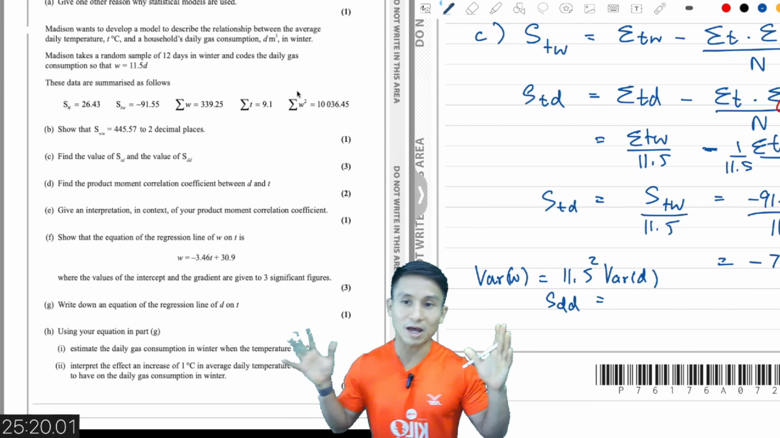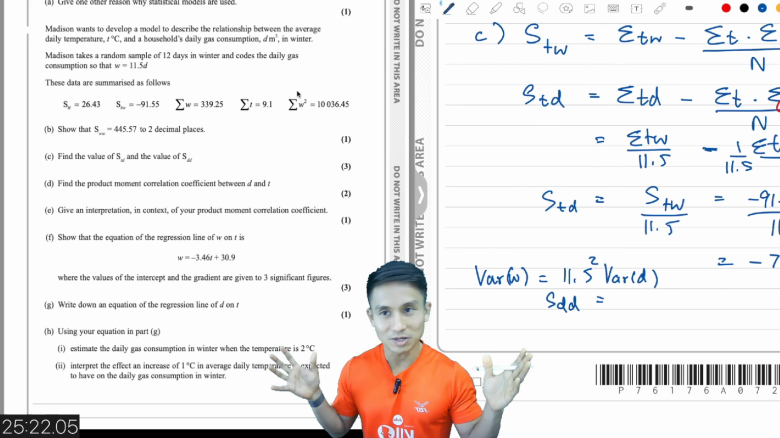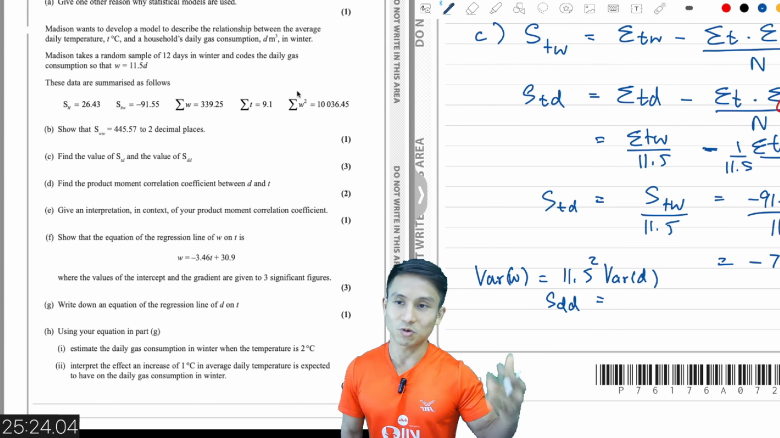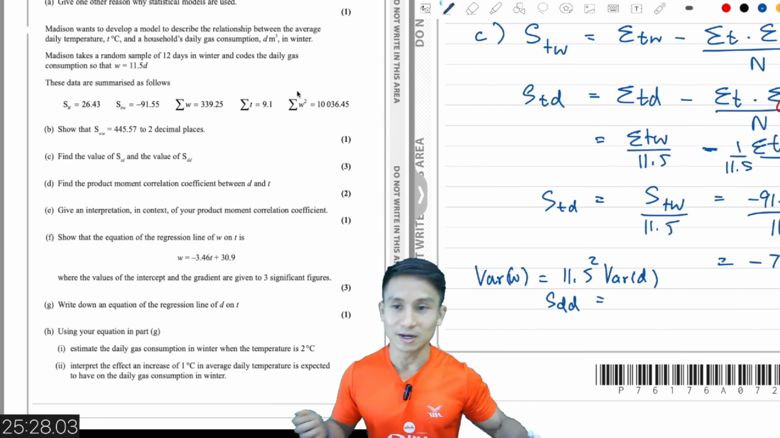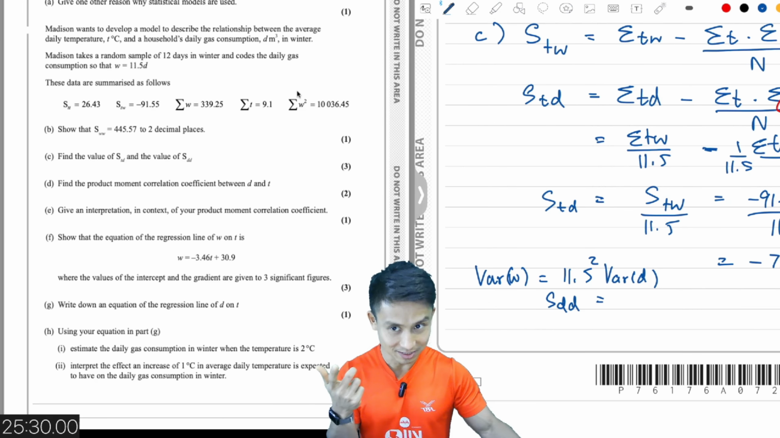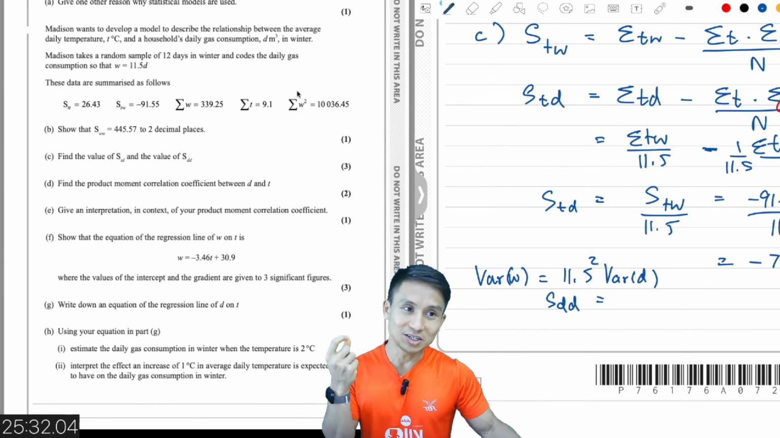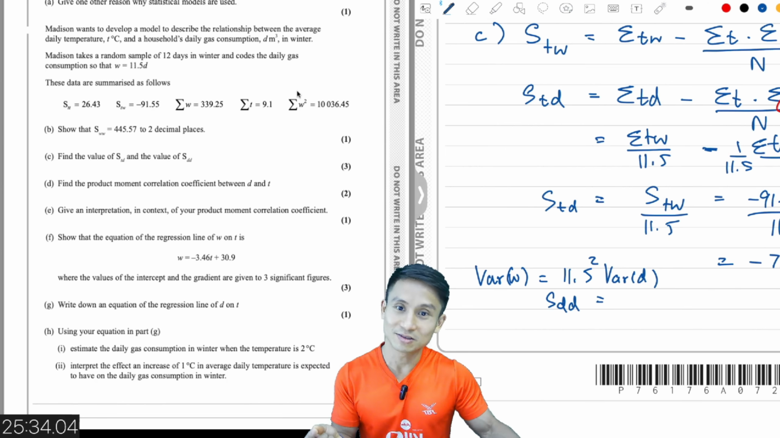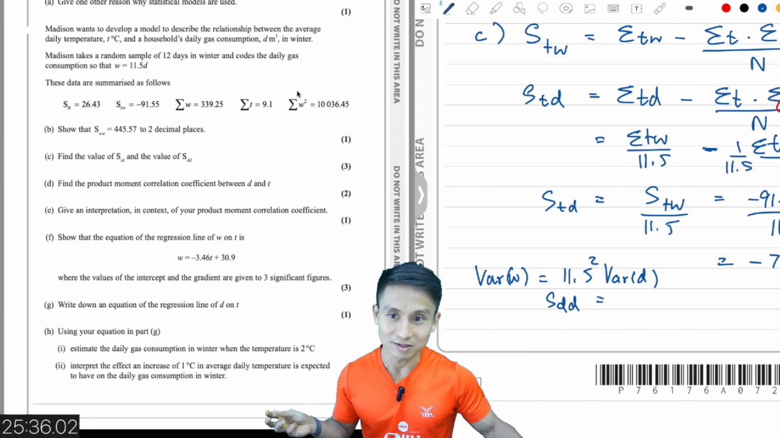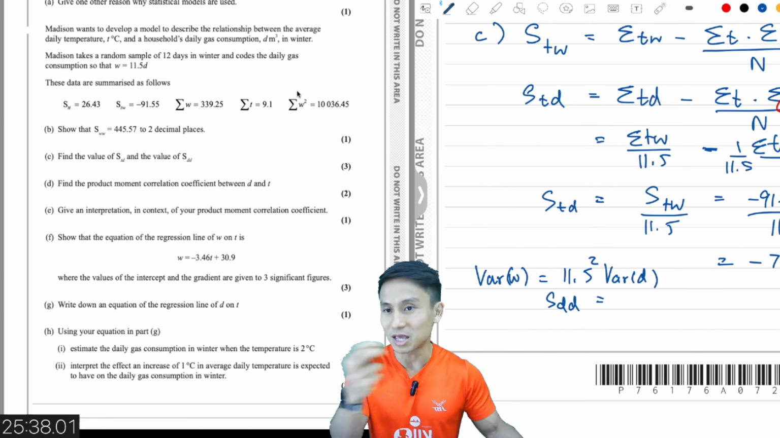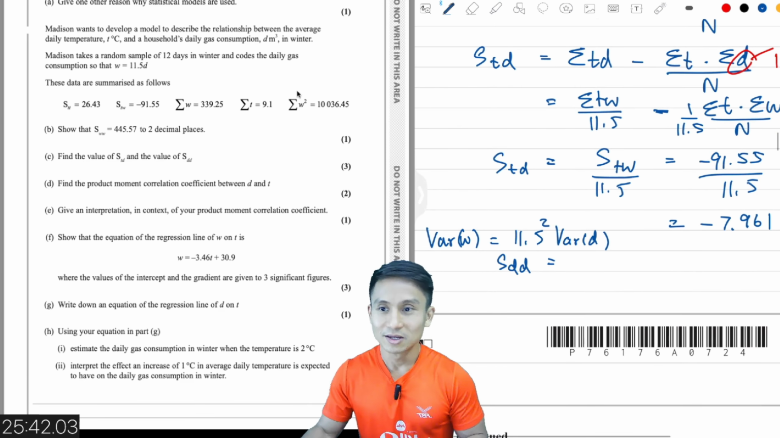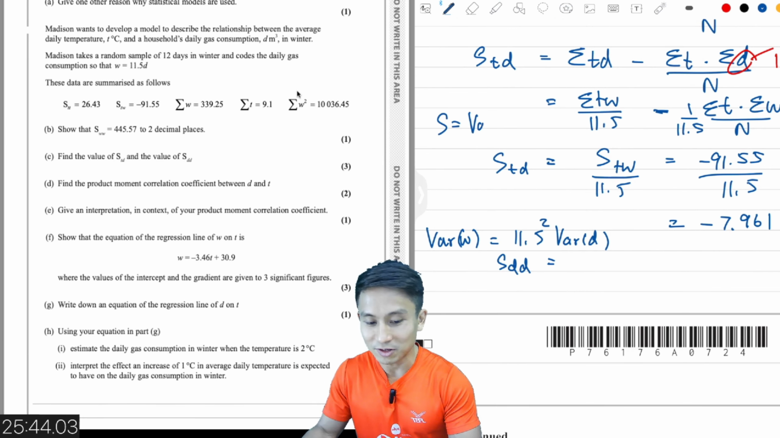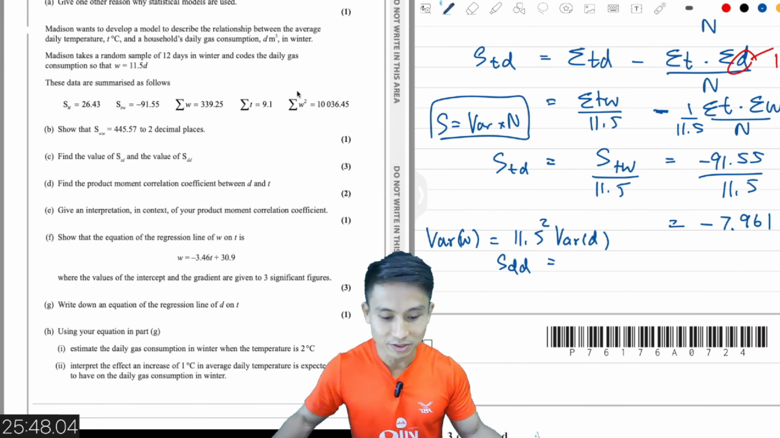That means if you want variance of D, it's going to be variance of W divided by 11.5 squared. When you find the spread here, the S is basically just variance times n, so it's no different to variance. The behavior of variance and the behavior of S are the same. They're just different values. So S is just variance times n, that's the definition of variance there.